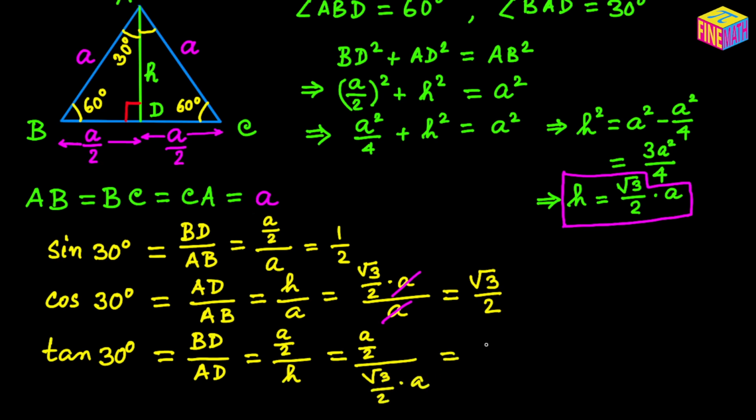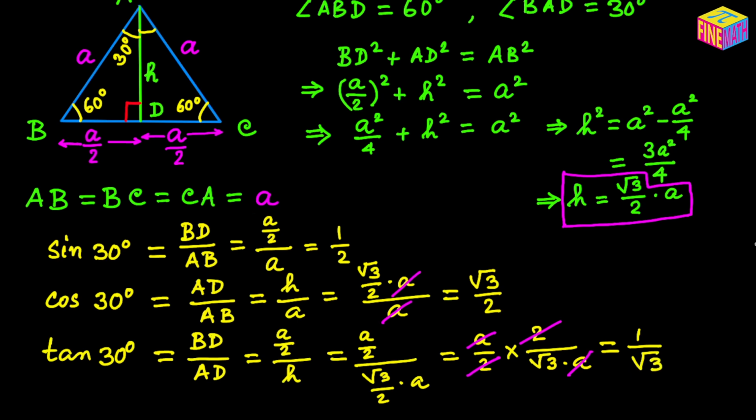So from here we can say this becomes A by 2 times 2 by square root of 3 times A. So that will evaluate to, as you can see, the 2's will cancel out each other, A's will cancel out each other. So we are now left with 1 divided by root 3. So that's the value of tan 30 degree.